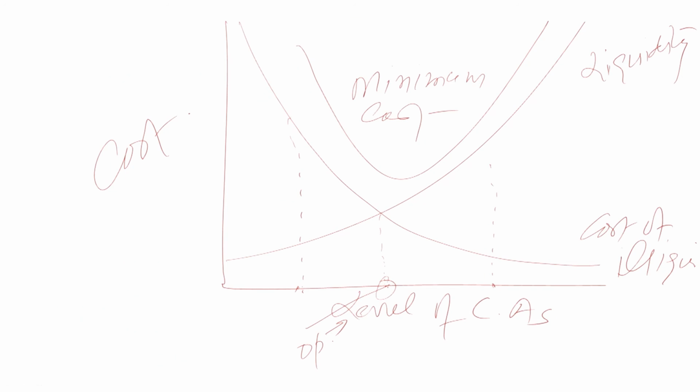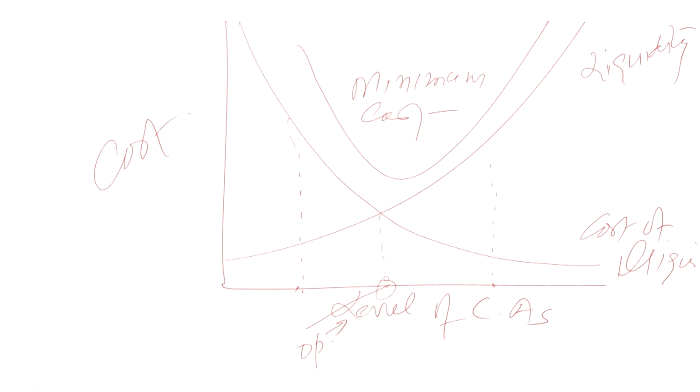The point where these costs intersect is called the level of optimum current assets, and you keep this level of current assets always in the firm. If you go from this point to this point, your liquidity will increase, but cost will also increase. But if you go from this point to this point, your cost will go down, but liquidity will also go down, and the cost of illiquidity will increase.